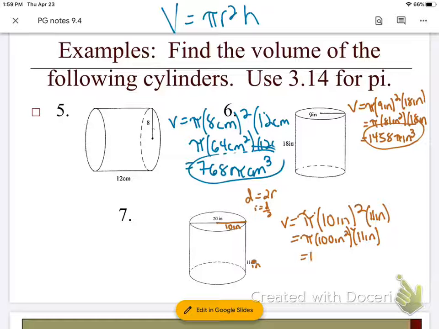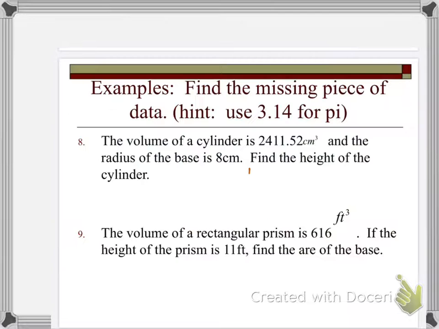So I end up with 1,100 pi inches cubed. Okay, we have 2 more examples and then we're done. Okay, here, the volume of a cylinder, so it gives me the volume, and the radius of the base, find the height. So we know volume equals pi r squared h.